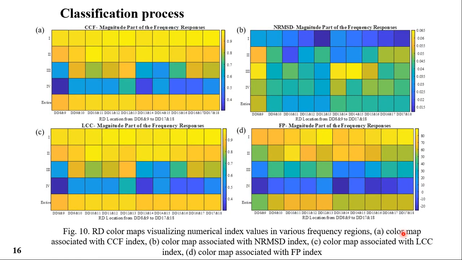For having a better visualization of the feature vectors extracted from the signatures, you can see the CCF, NRMSD, LCC, and FP heat maps. These heat maps show the values of statistical indices in each frequency subband and also in each location related to RD defect. And we have the patterns of the faults.